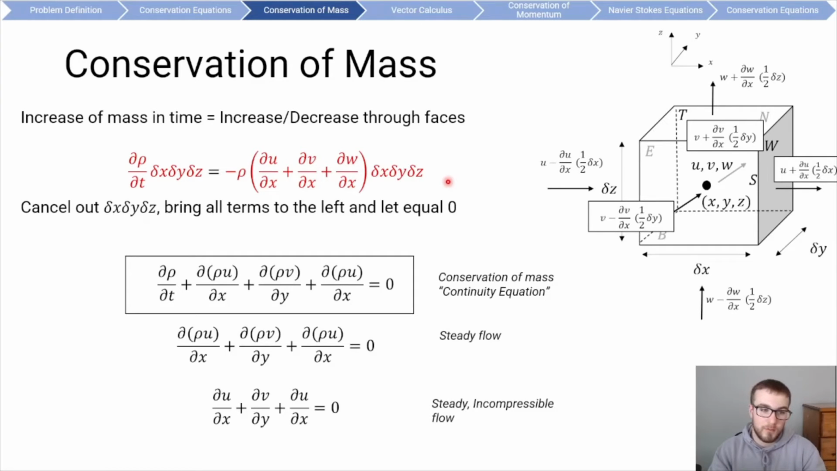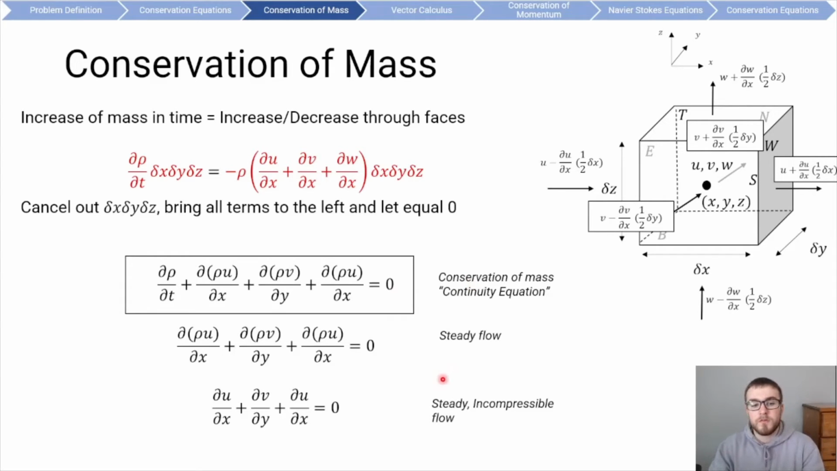And noticing that we have delta x, delta y, delta z on both the left and the right hand side, we can cancel that out. And this gives us our final expression for our conservation of mass. This is known as the continuity equation. And this is our generalized form of the continuity equation for fluids and gases. But there are some more simplifications that can be made.